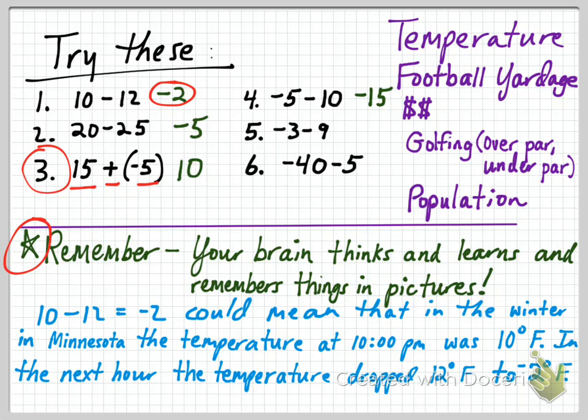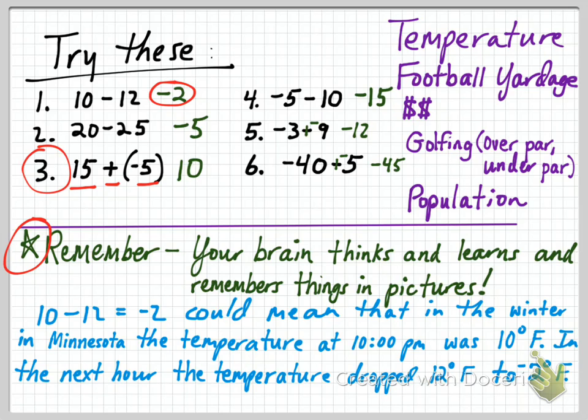Same here, -3 minus 9. You could think of this, -3 minus 9, by the way, as -3 plus -9. I like that. When we subtract a number, we're adding its opposite. And to me, -3 plus -9 means I just add the 2 numbers together and put a minus sign in front. And then same thing over here. -40 minus 5 is -40 plus -5, which gives us -45.